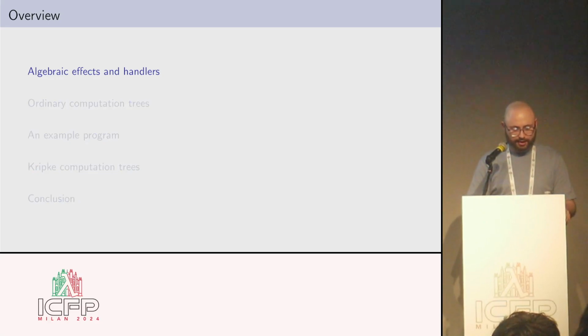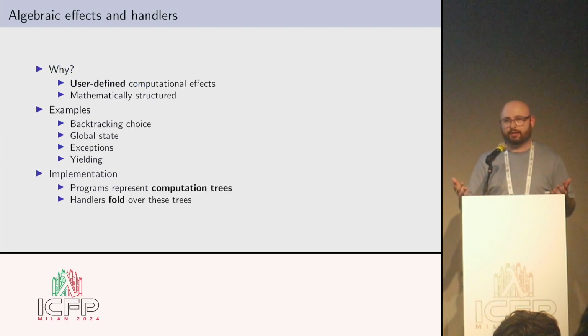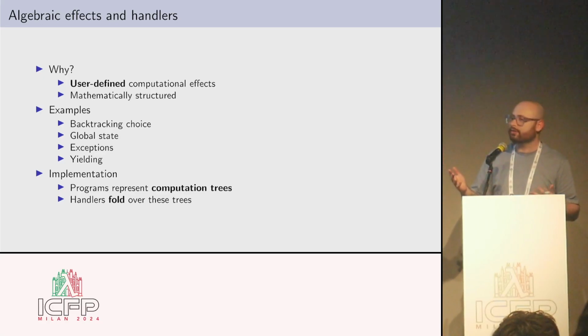So algebraic effects and handlers. Why do we like to use them? Well, it's a great way of adding user-defined effects to a programming language, and they're also quite nicely mathematically structured, so that aids in reasoning and other things. There are lots of examples of algebraic effects and handlers: backtracking, non-deterministic choice, global state, exceptions, yielding, concurrency, many different things.